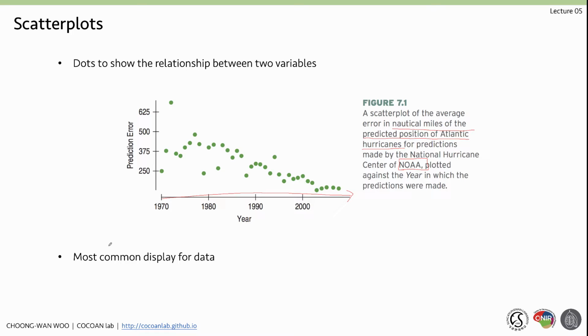So this scatter plot, this type of visualization, is the most common display for data, one of the basic building blocks of data visualization. And this is a famous quote by Yogi Berra, because this really applies to the scatter plots, because scatter plots aim to show everything, the raw data.